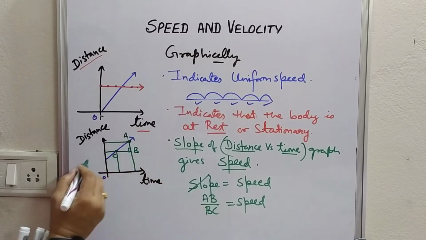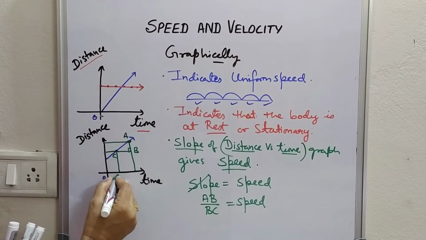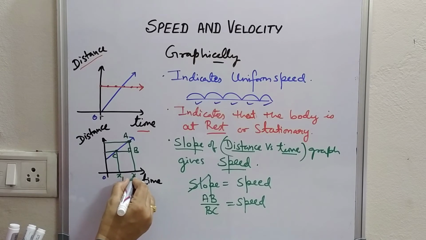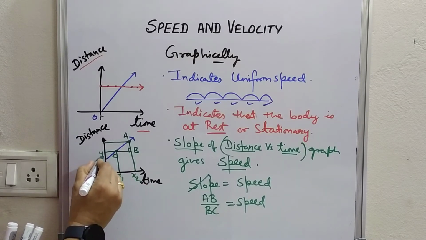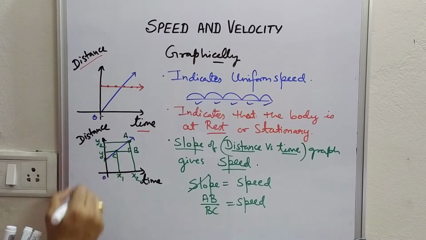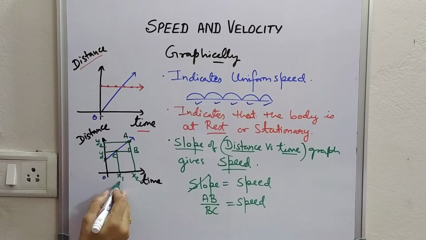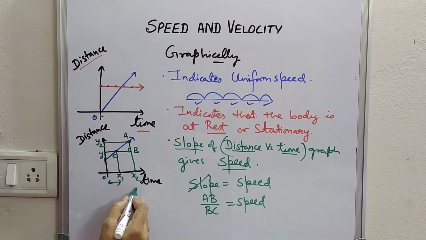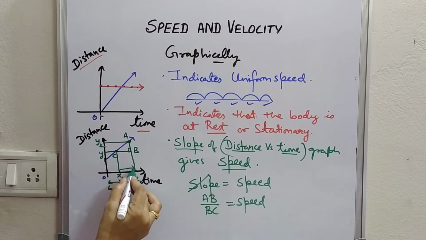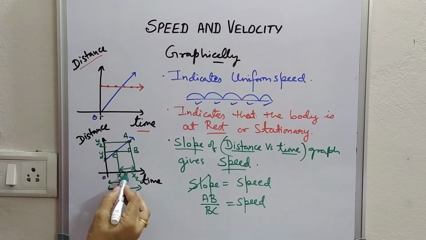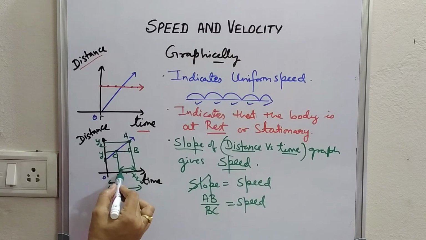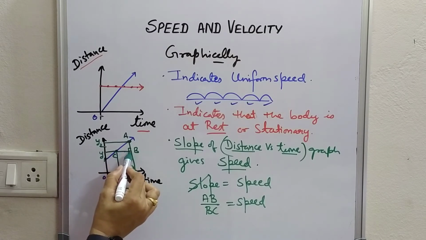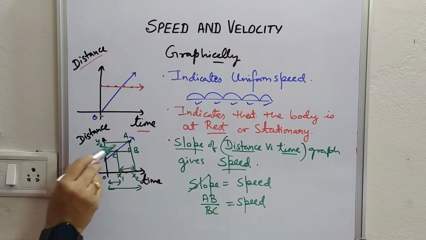Now what is AB? See friends, on the x-axis the first point is x1, the next point is x2. On the y-axis the first one is y1, the next is y2. If this point is x1, this distance is x1. And if this point is x2, this distance is x2. In that case, this gap is equal to BC. Why? Because opposite sides of a rectangle are equal. So whatever this distance is, that is BC. Similarly, whatever this distance is will be AB.